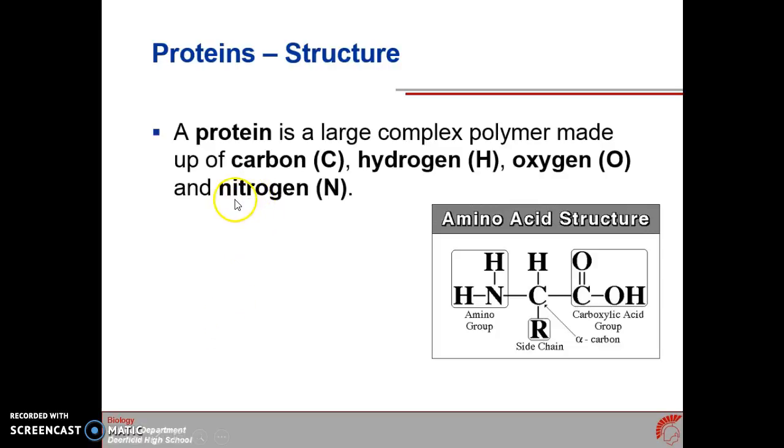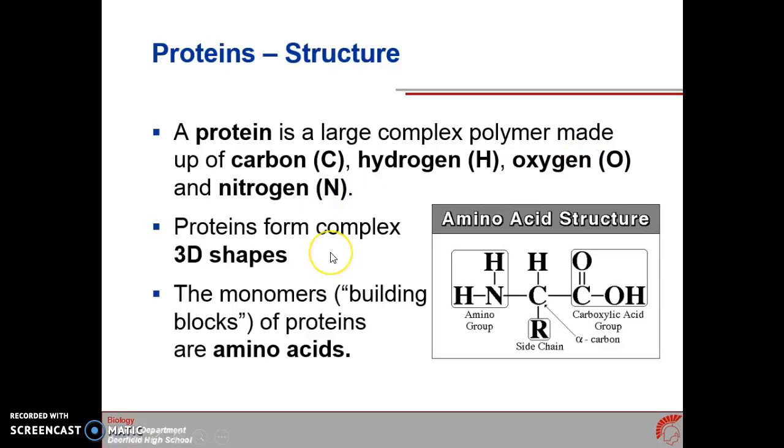So proteins, we know we're looking at a protein. It's a large complex polymer made up of carbons, hydrogens, oxygens, and nitrogen. They can form complex 3D structures. And the monomer, the basic building unit of a protein, is an amino acid. And here is one amino acid structure. This R will determine which amino acid it is. And so that R means variation.